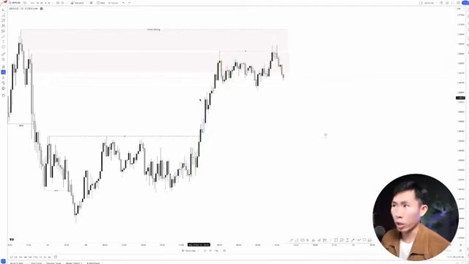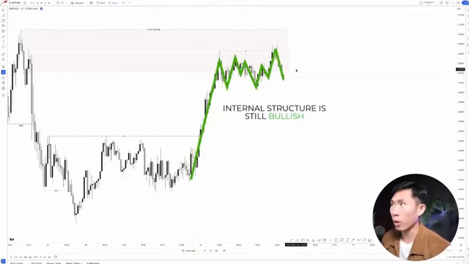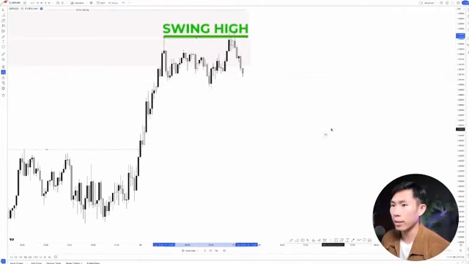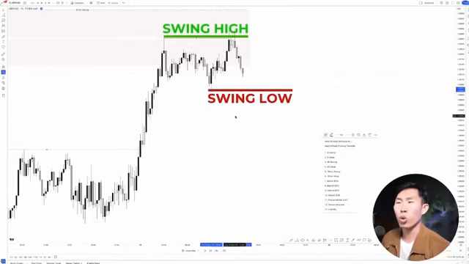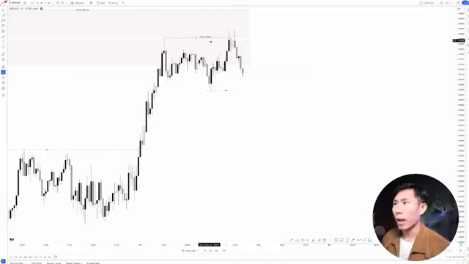So you map out your internal structure, you will see that, okay, this is that last swing high, this is the 15-minute swing high, and then this is that last swing low that we have right here. Okay, so this is actually our 15-minute swing low. So in order for us to confirm a shift in structure, in order for price to turn bearish, price has to break past this last 15-minute swing low, right? And that will tell us that price has officially shifted bearish, right?